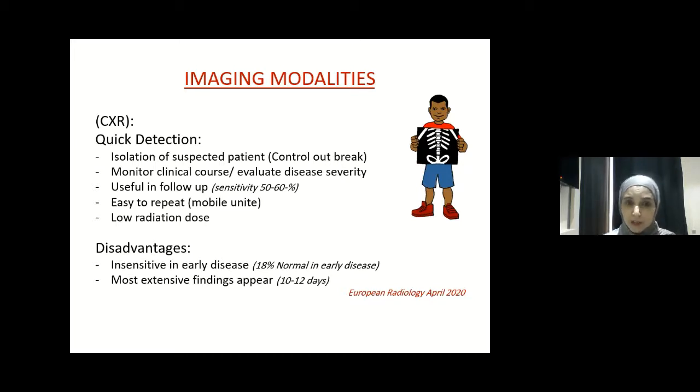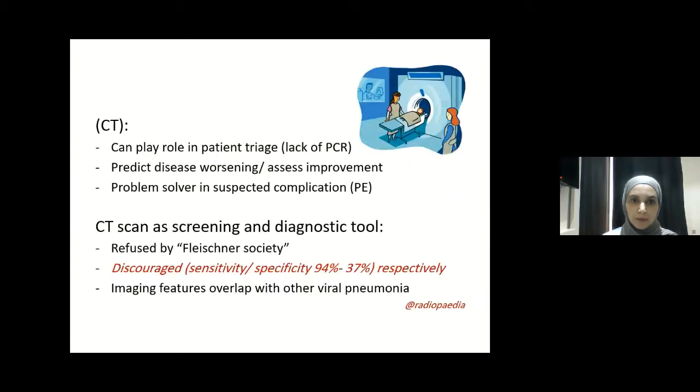However, the disadvantage of chest x-ray is being insensitive in early disease. 18% of chest x-rays turn out to be normal in early disease, and the most extensive findings appear in the chest x-ray 10 days after the initial presentation of the symptoms.